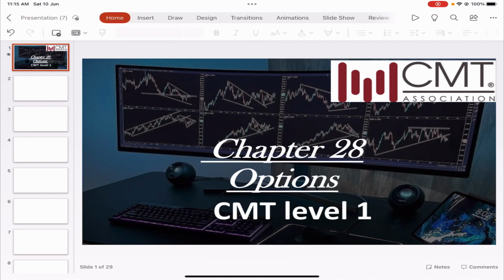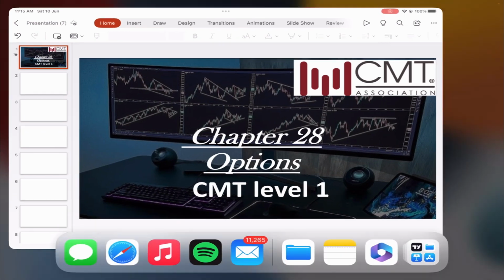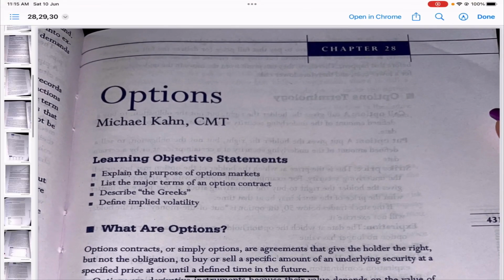So the learning objectives are: explain the purpose of the options market, the major terms of an option contract, and describe the Greeks. There are various Greeks in options like delta, gamma, theta, vega. We are going to discuss the most important option Greeks, and then we will also define IV. IV is implied volatility. We will just start with IV in this chapter. However, in the next chapter we will be discussing IV in further detail. This also I am going to teach you directly from the Wiley's textbook itself.